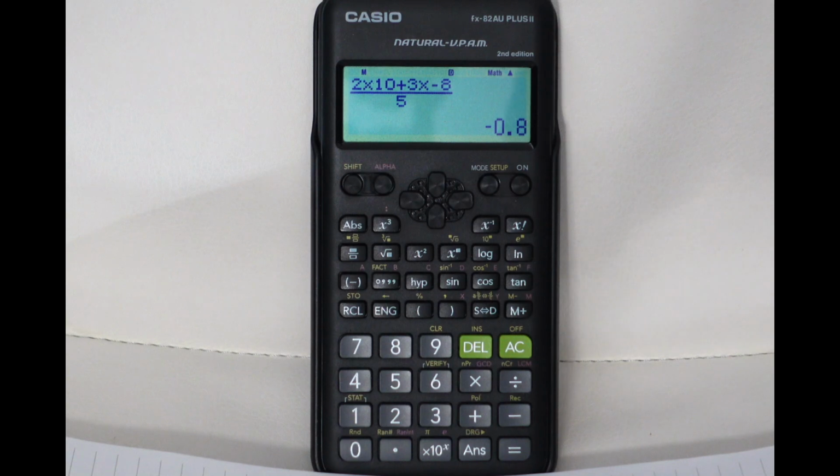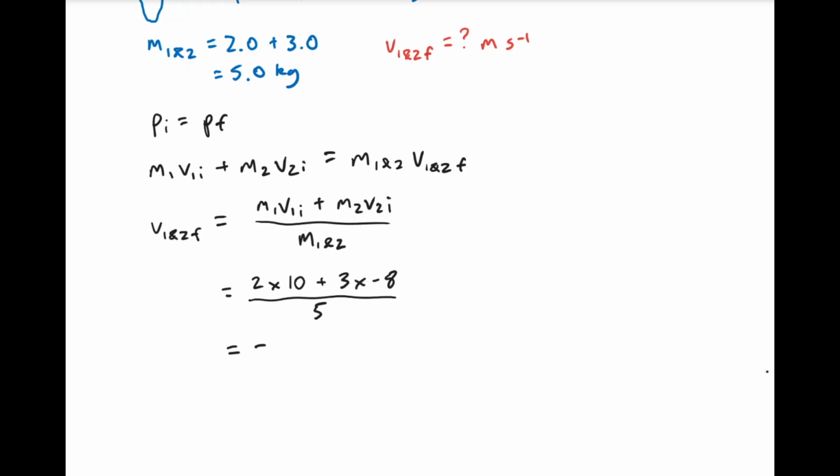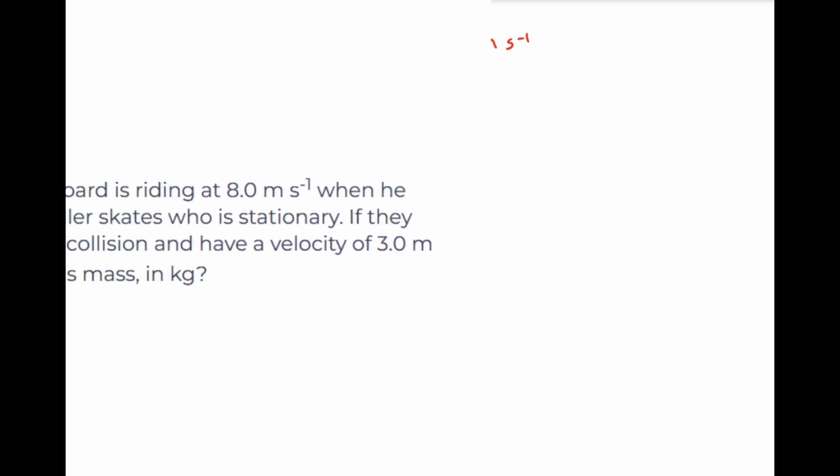That gives us an answer of negative 0.8 meters per second. It is negative, so the two birds together will be going in the direction of west. The answer will be 0.8 because we just wanted the speed, which is a scalar quantity with no direction.